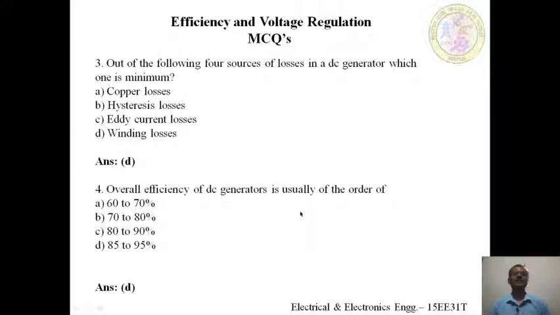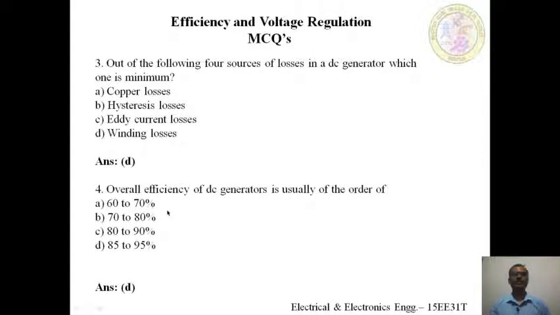Next, out of the following 4 sources of losses in a DC generator, which one is minimum? Copper losses, hysteresis losses, eddy current losses, windage losses. The answer is actually windage losses. Answer is D. Compared with copper loss, hysteresis loss and eddy current loss, the windage loss is less.